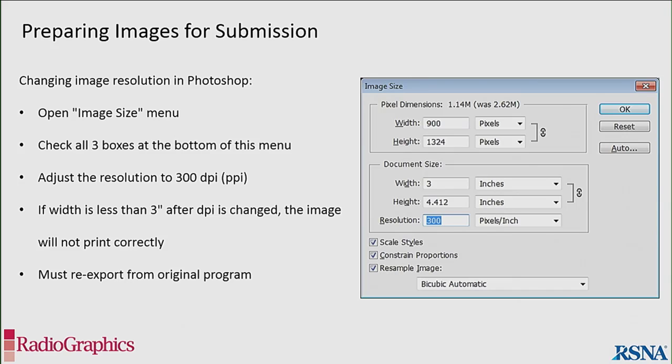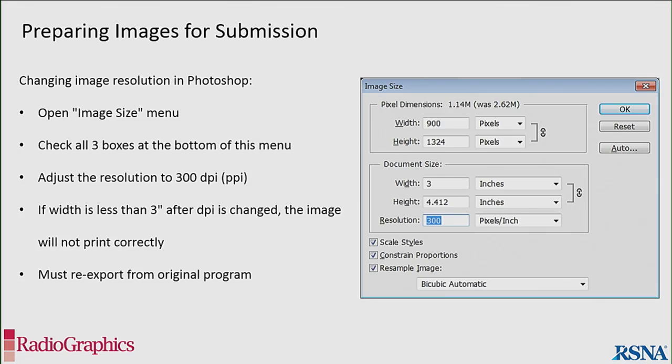So the image on the right hand part of this slide is the image size window in Photoshop, and this is where you can change your resolution. At the bottom, there are 3 boxes: scale styles, constrain proportions, and resample image. You want to make sure all those are checked. And then you want to adjust the resolution to 300 dpi, and that's the highlighted field on the bottom portion.